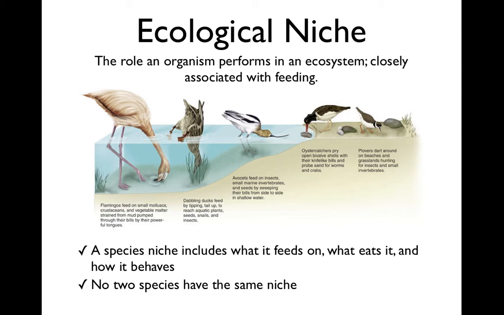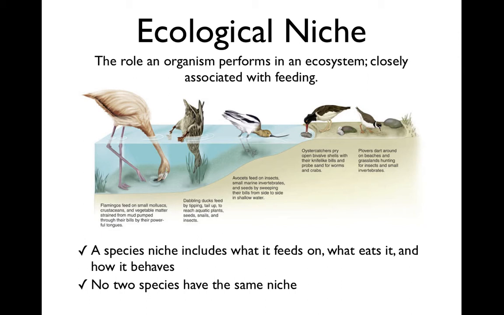There's some that to us seem like they're pretty pointless. Why do these things have to exist? Mosquitoes are an example because they're annoying and they're really, really tiny. But mosquitoes are a really, really big part of ecosystems because they will eat and they are eaten. And that right there is its niche. So you'll notice that for different species, their niche includes what it feeds on, what eats it, and how it behaves. Okay, and no two species have the same niche.